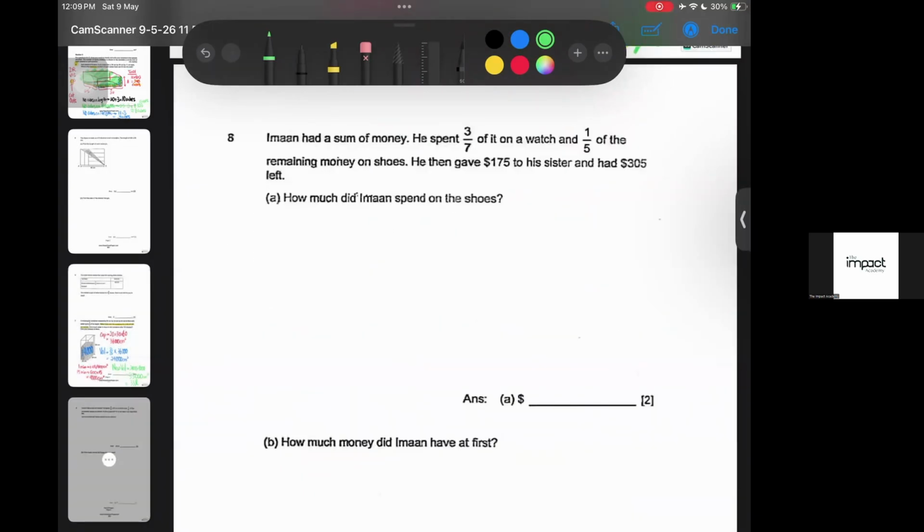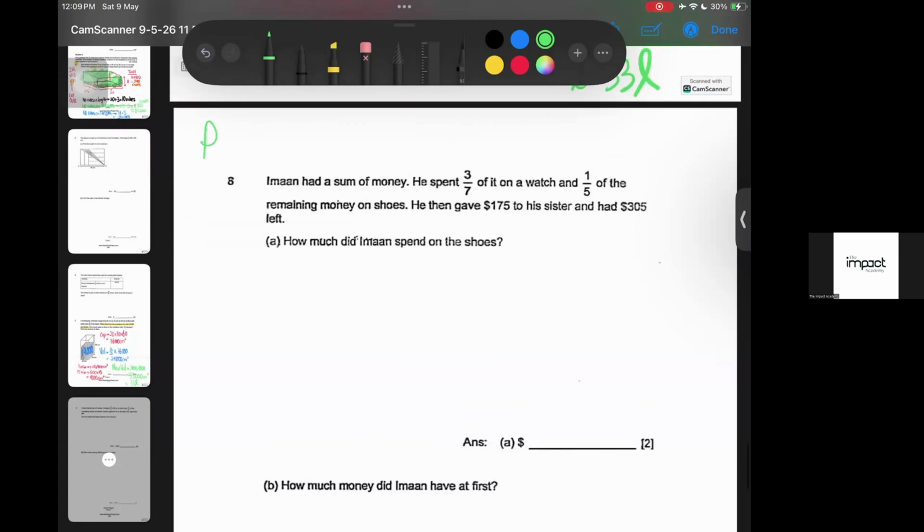Last but not least, you're Iman now. Come, read for me the question. First of all, he spent 3/7 of it on a watch. What concept is this? Type A? How do you know? Definitely not type C. Very good. So it's A or B. We just write A or B first.